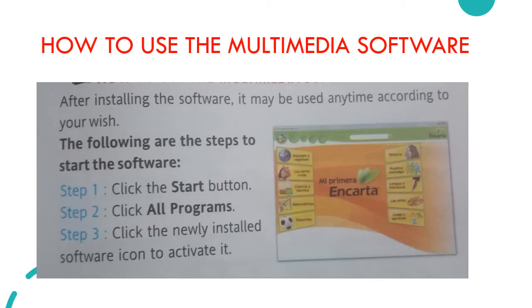How to use the multimedia software. Now we see how we can use this multimedia software. After installing the software, it may be used anytime according to your wish. And these are the steps which you have to follow. Step 1 is click the start button, then click all programs, and the third step is click the newly installed software icon to activate it.